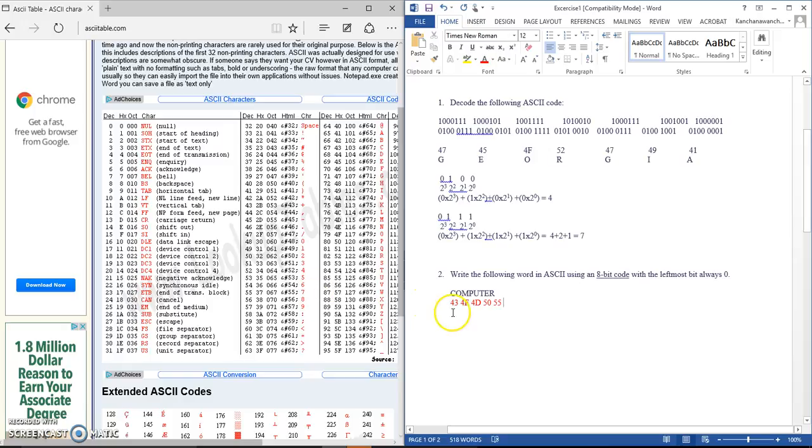am I skipping? C O M P is 50, U is 55, and T now. T is 54, E is 45, R is 52, right? By looking up this table, right? Hexadecimal. So let's verify: 1, 2, 3, 4, 5, 6, 7, 8. So I should have eight hexadecimal numbers. 1, 2, 3, 4, 5, 6, 7, 8.